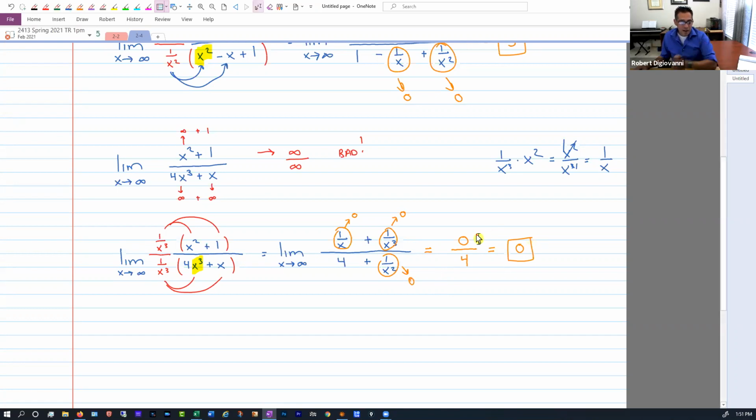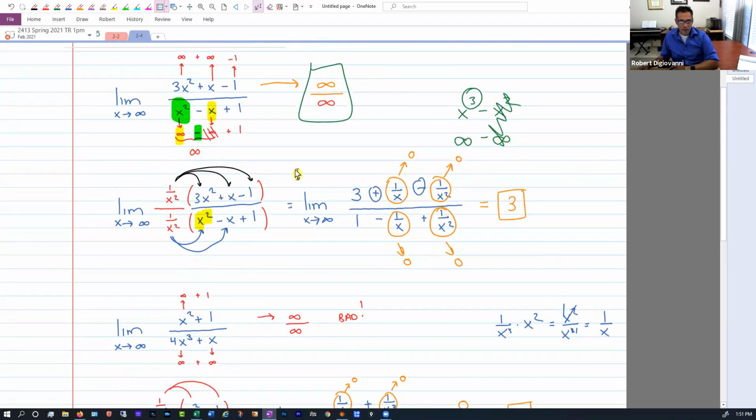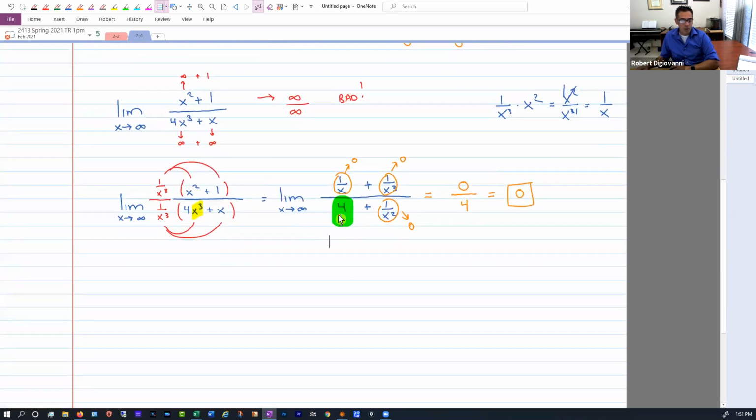And that's why we always look at the power on the bottom to pick what we're going to do out here. Because by picking the power on the bottom, we're guaranteeing ourselves that one of these pieces on the bottom is not going to be 0. It's a little subtle thing. If you don't see it, it's okay. But that's why we pick x cubed here, or 1 over x cubed, and why we pick 1 over x squared: you don't want to have zeros all on the bottom. That would be a problem. You'd have division by 0. Okay, so that limit is 0.